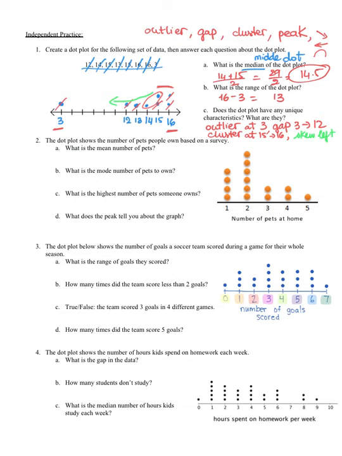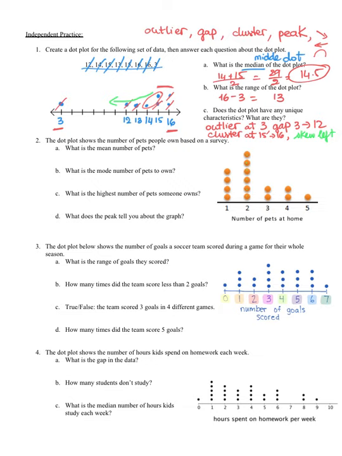Okay, number 2. The dot plot shows the number of pets people own based on a survey. Some houses have 1 pet. There are 4 houses that have 4 pets. There are 1, 2, 3, 4, 5, 6 houses that have 2 pets. And a couple of houses have 3. A couple of houses have 4 pets. And then there's 1 house that has 5 pets. That's a lot, right?